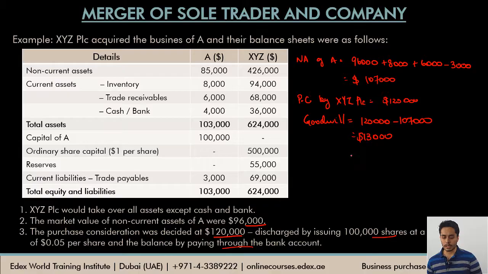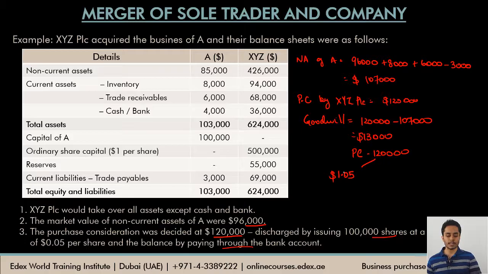It is also important to understand the discharge of purchase consideration, because that will help us in preparing the balance sheet of XYZ. So purchase consideration is 120,000, given directly. It says discharged by issuing 100,000 shares at a premium of 0.05. If you see the balance sheet, ordinary share capital is $1 per share. It means the face value or the nominal value of the shares is $1. So 100,000 shares are issued, but not at face value, at a premium of 0.05. It means the issue price of the shares is 1.05.